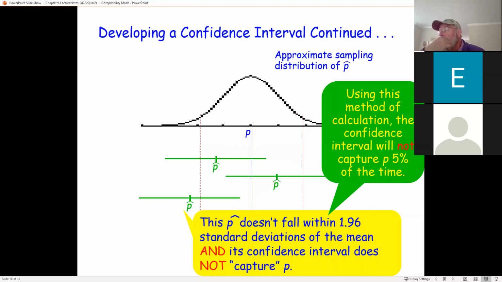Okay, so 95% of the time, the p hat is going to be inside the interval. And 5% of the time, the interval will miss the center of the distribution. All right.